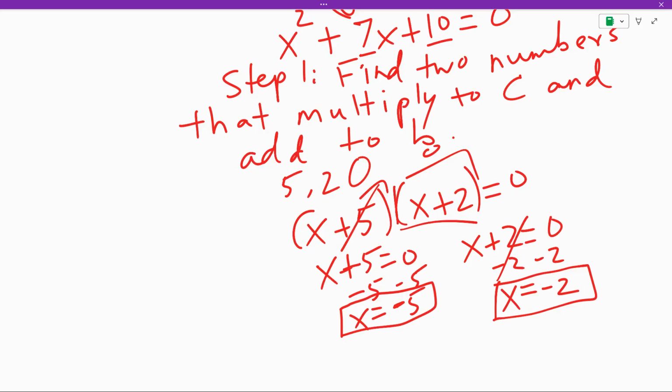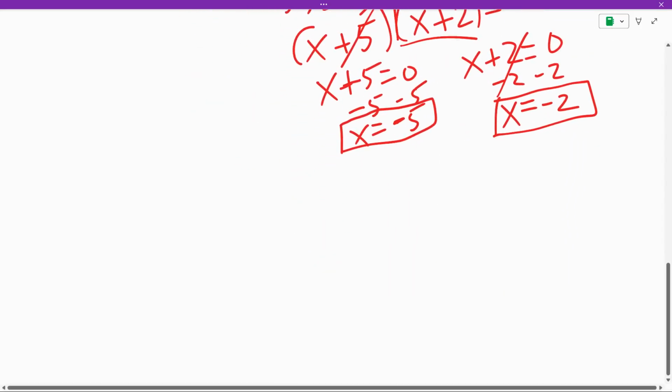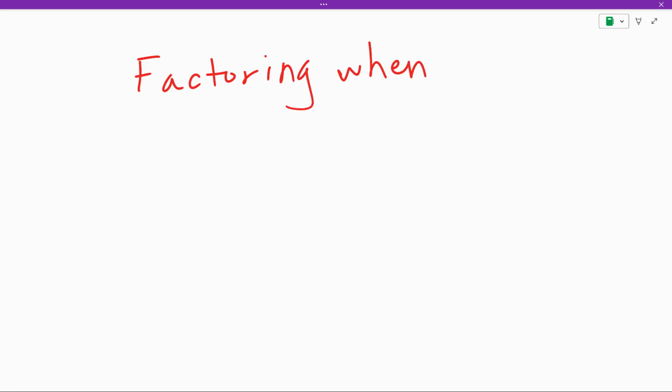Now, let's consider a situation when there's a coefficient other than 1 in front of x squared. So, factoring when a is not equal to 1: factoring by grouping.